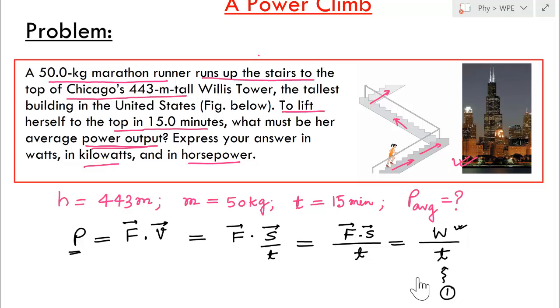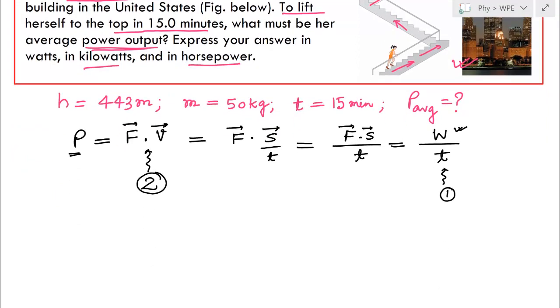You can also directly calculate power because you know how much force she has to generate or she has to apply to go onto this top of this tower, and you know the velocity, then you can calculate the average power. So this is the second method of solving the problem. Now in this video we will solve this problem using both methods. So let us first discuss method 1. That is power is equals to work done divided by time.